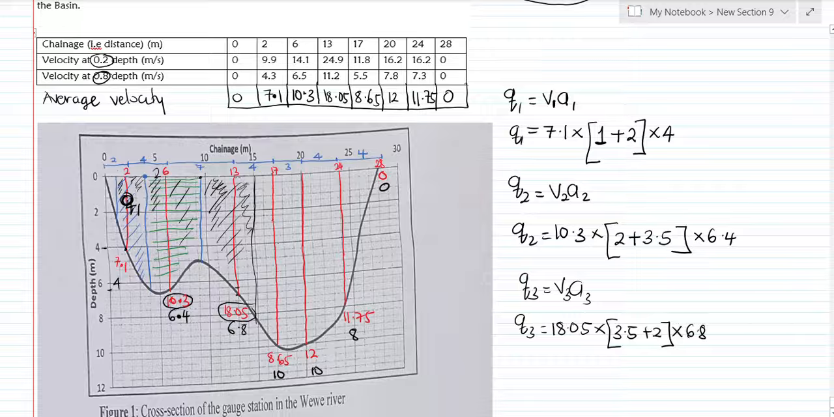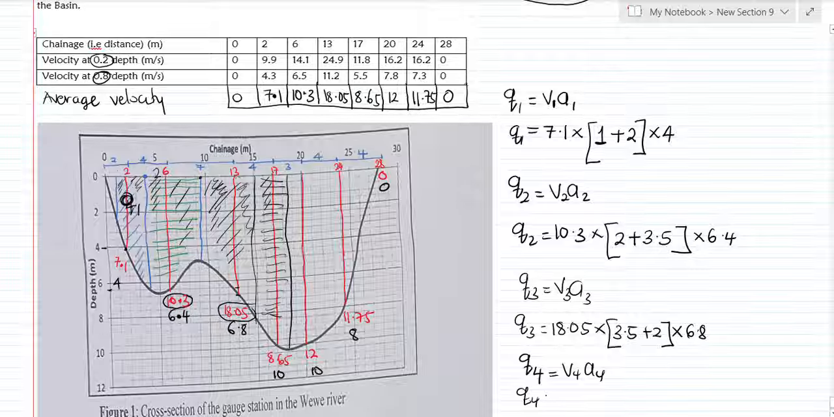Then we go to the next section. Now, when we go to this section, the section left here was 2. Then we create a section here. From here to here is 3, so that will be 1.5. So this section has been created as our Q4. So our Q4 will be equal to V4 times A4.